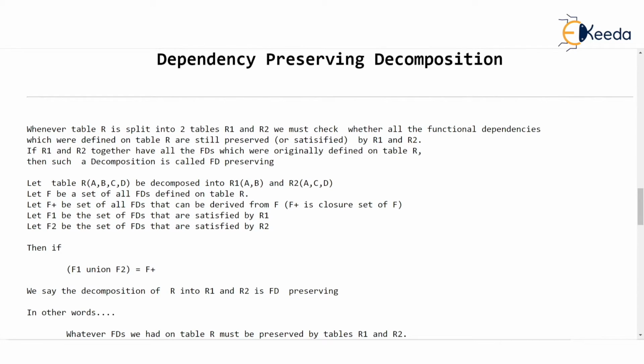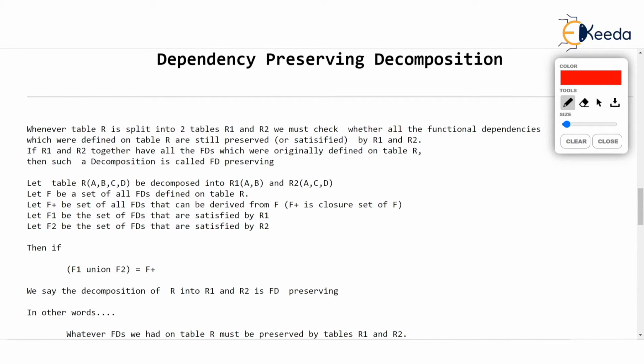Just as an example, suppose R is a table having four attributes A, B, C, D, and it is decomposed into R1 which has A, B, and R2 which has A, C, D. First of all, they have a common attribute A. And imagine that A is the candidate key in R1. Then this is lossless. We are not talking about lossless here anyway. We are talking about dependency preserving.